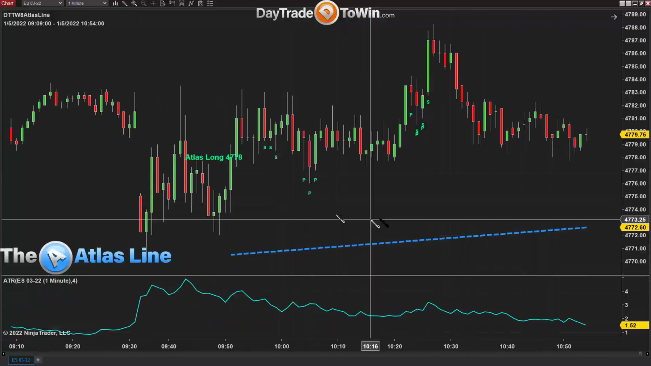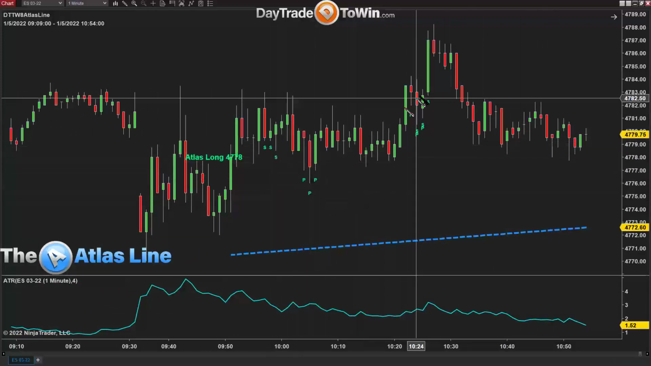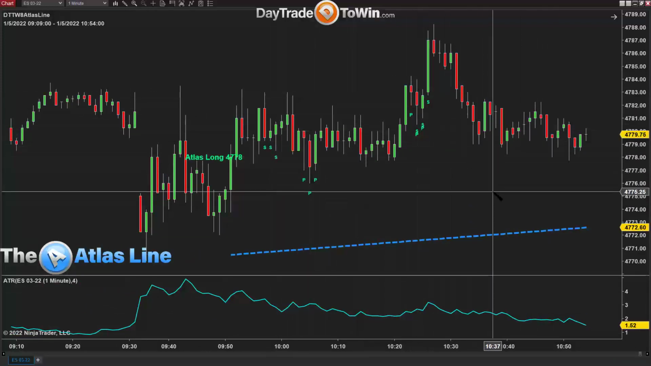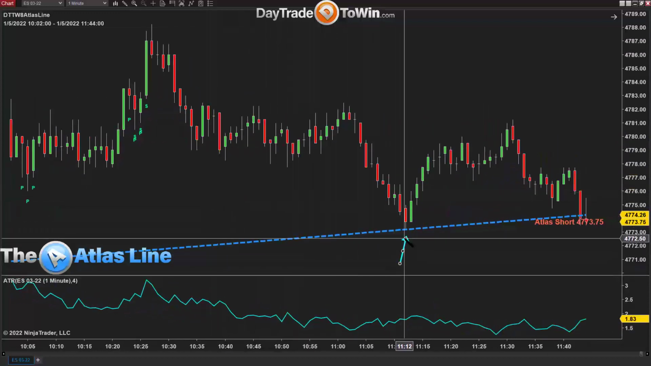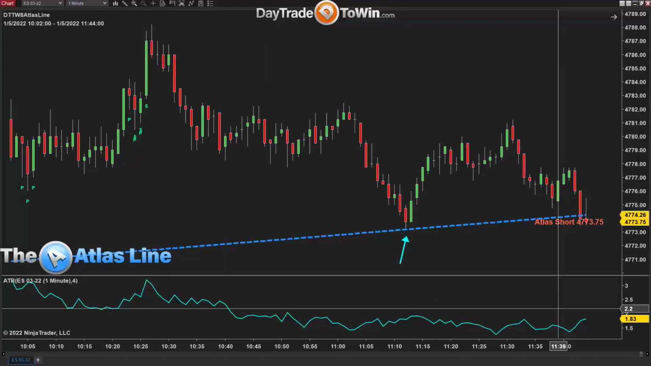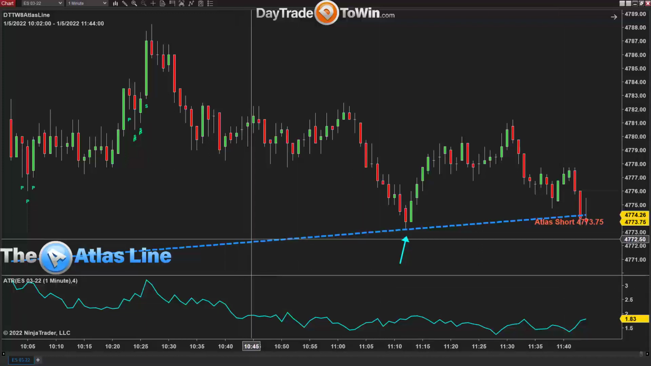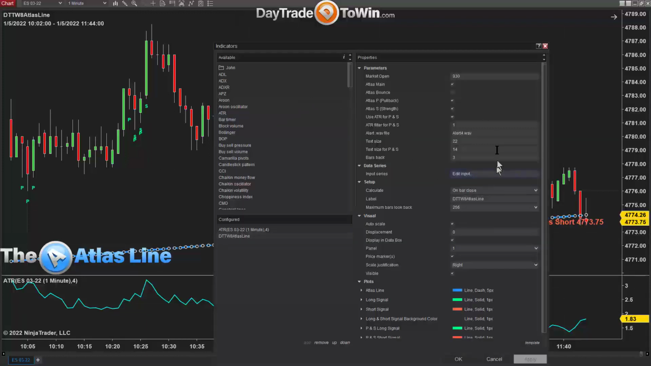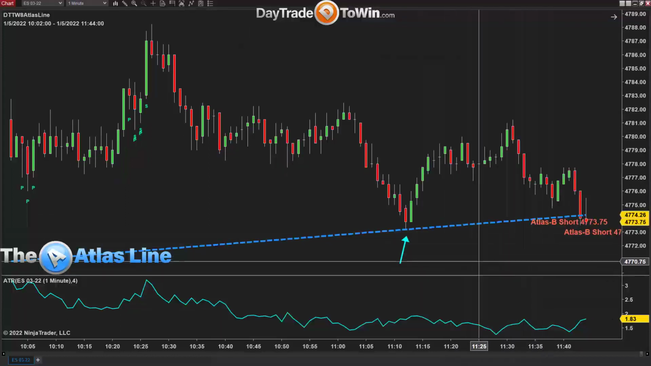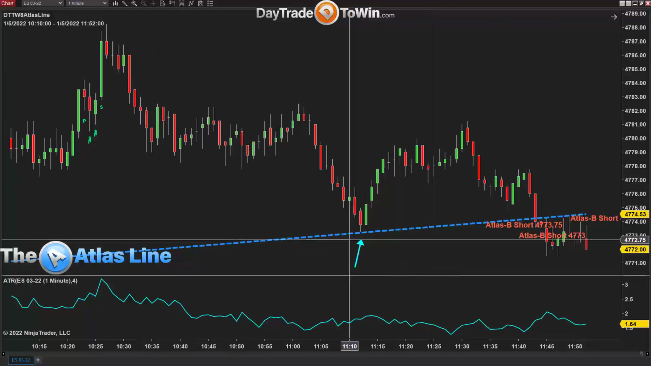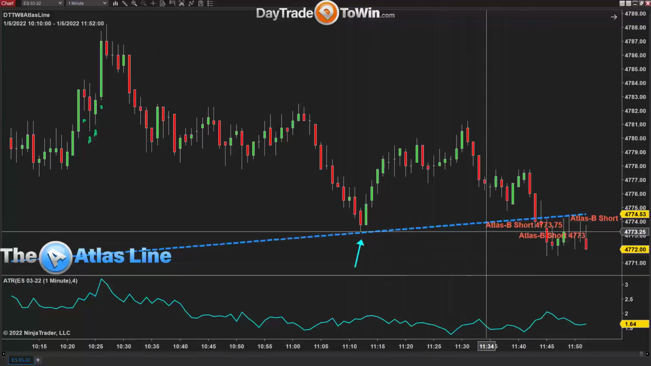Now, as we continue, the market went up, strength trade, pullback trade, strength and pullback trade, and then it bounced off of the Atlas line here. This is called an Atlas line bounce signal. And I can turn that on. If I come here, Atlas line bounce, check it, and you'll be able to see that the market gave an Atlas line bounce signal every time it bounces off of the Atlas line.